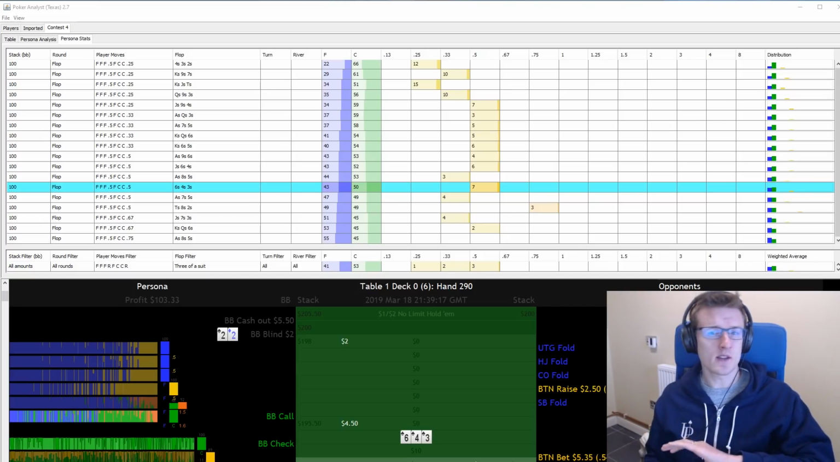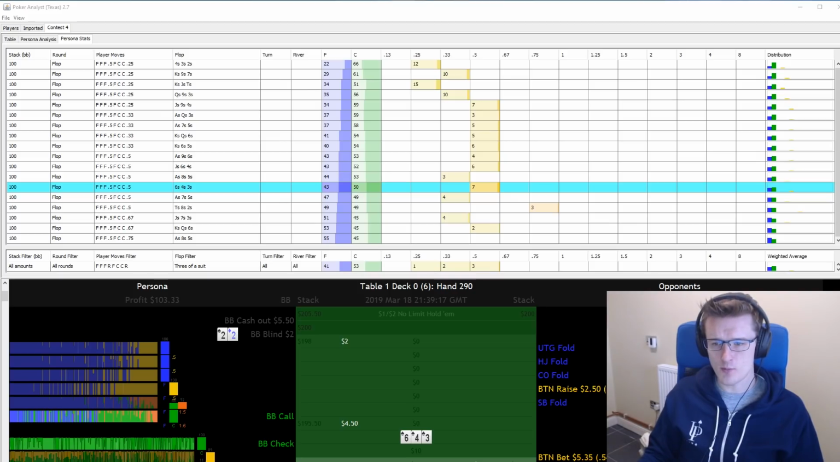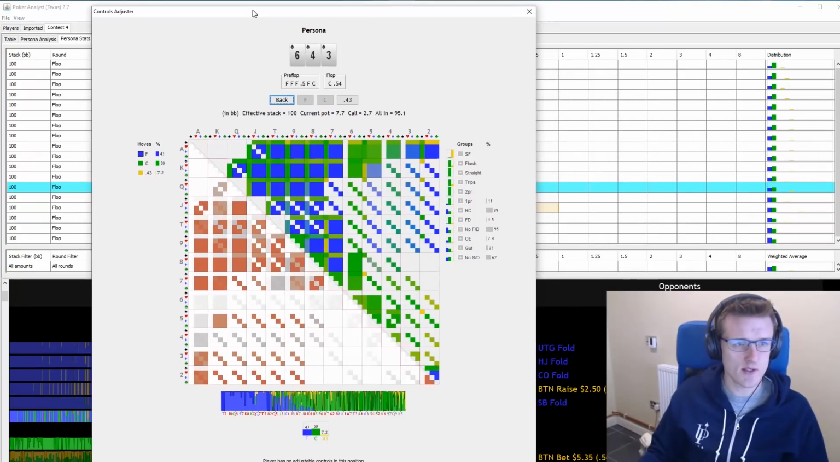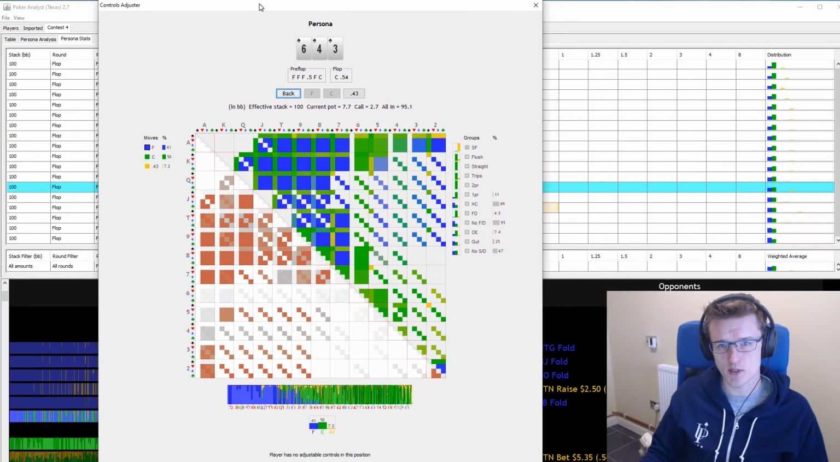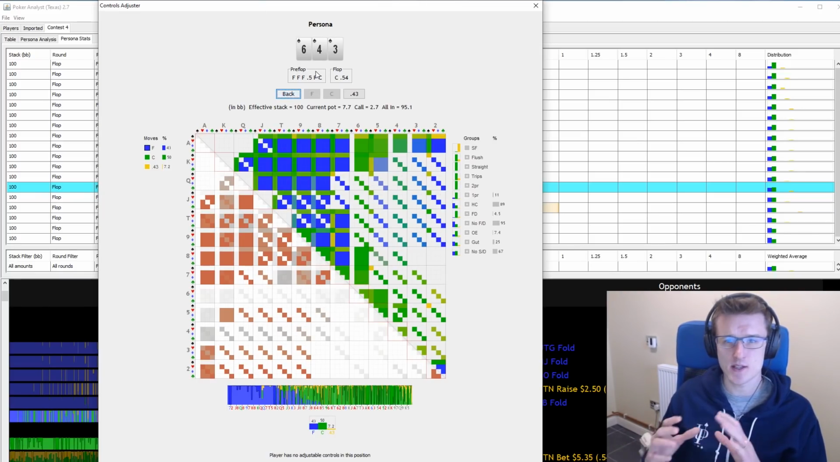And if we take things onto a monotone flop though, and think about two pair, then our opponent has actually got a ton of flush draws that they're going to be continuing with. If I bring in a particular example here, this is a 6-4-3 monotone flop, and our opponent has c-bet just over half pot, and this is our range.